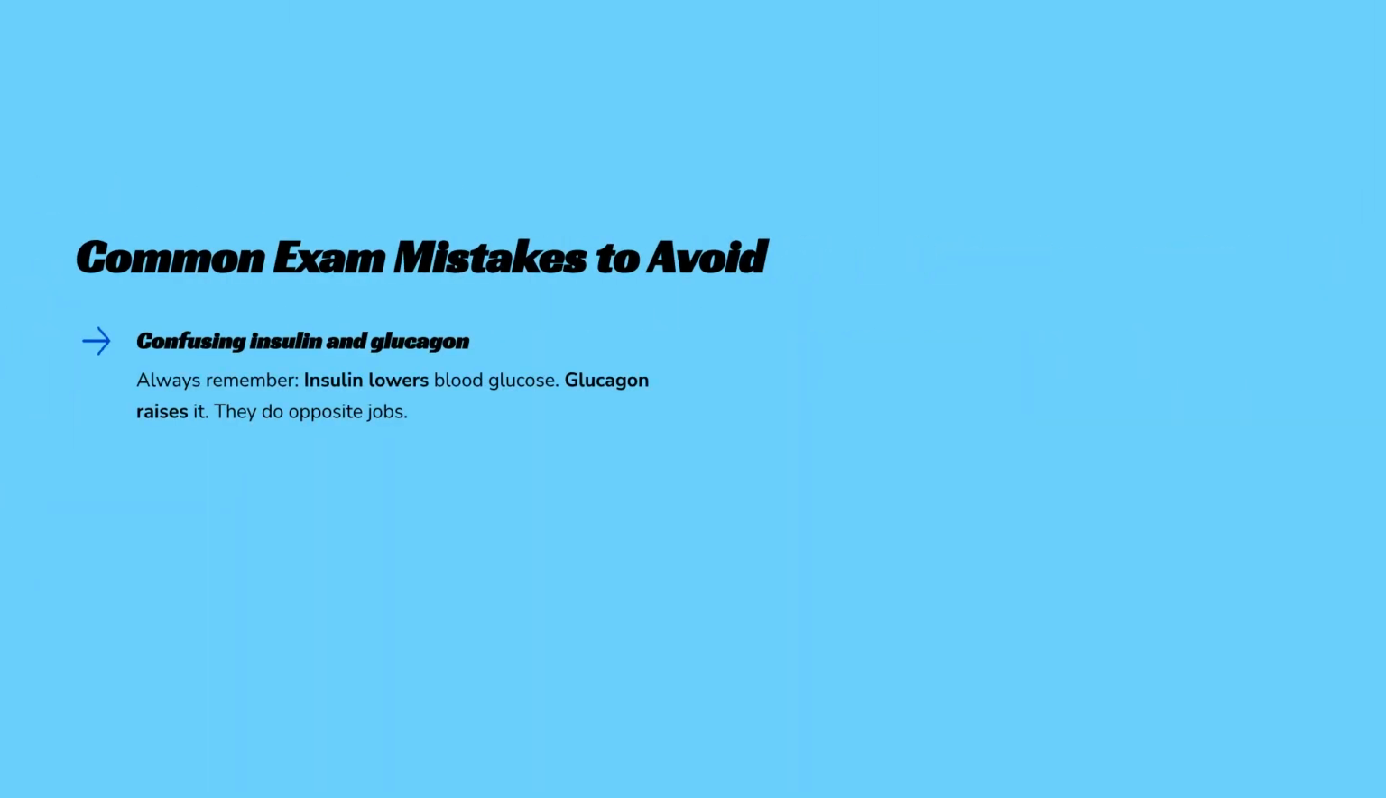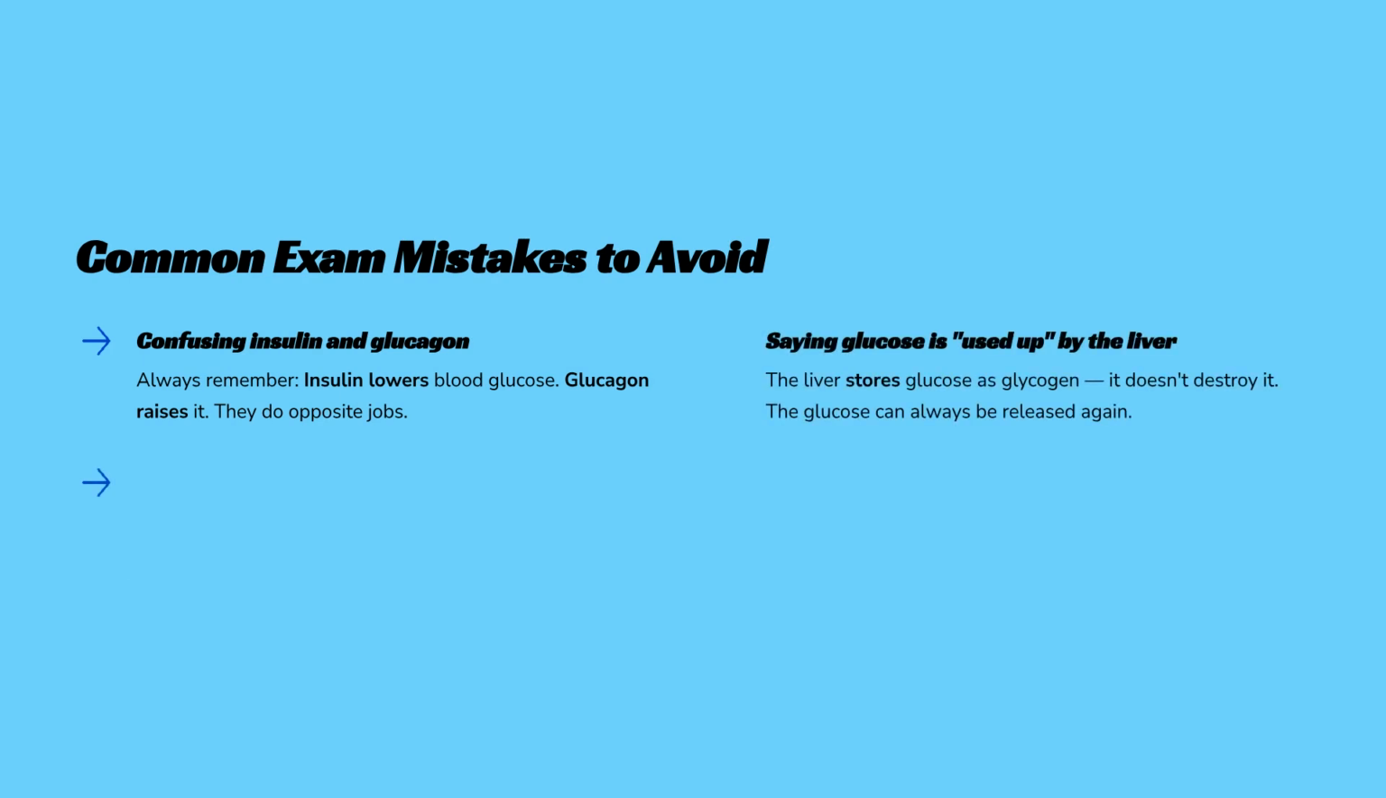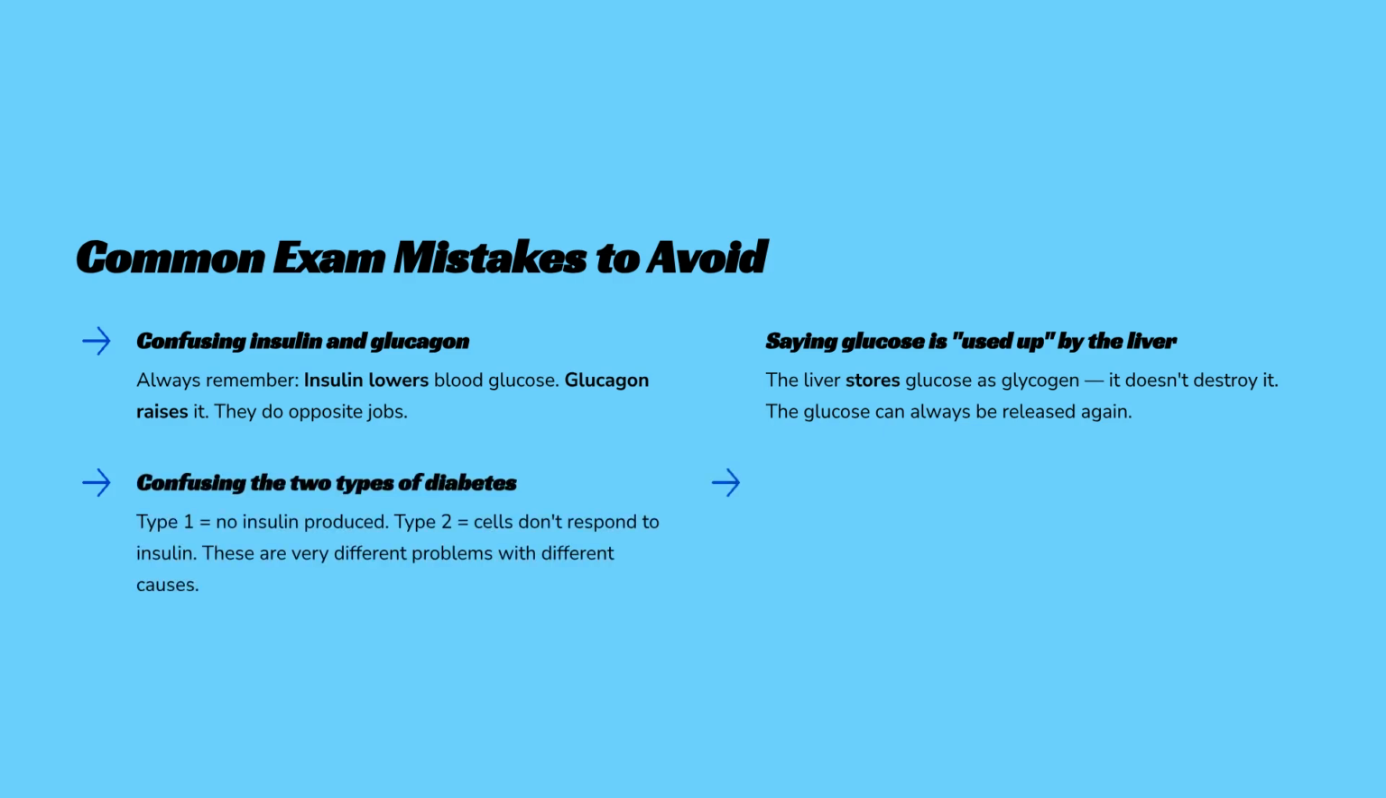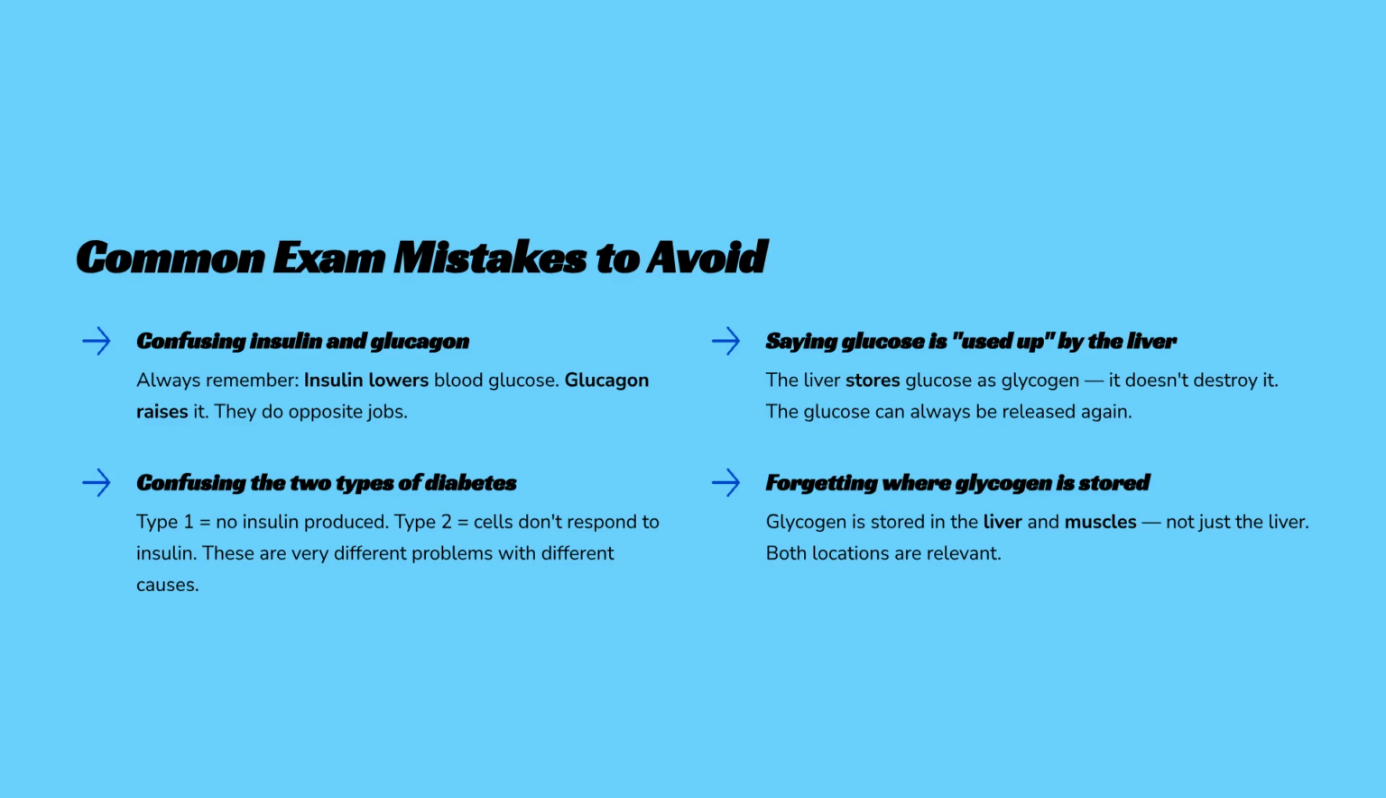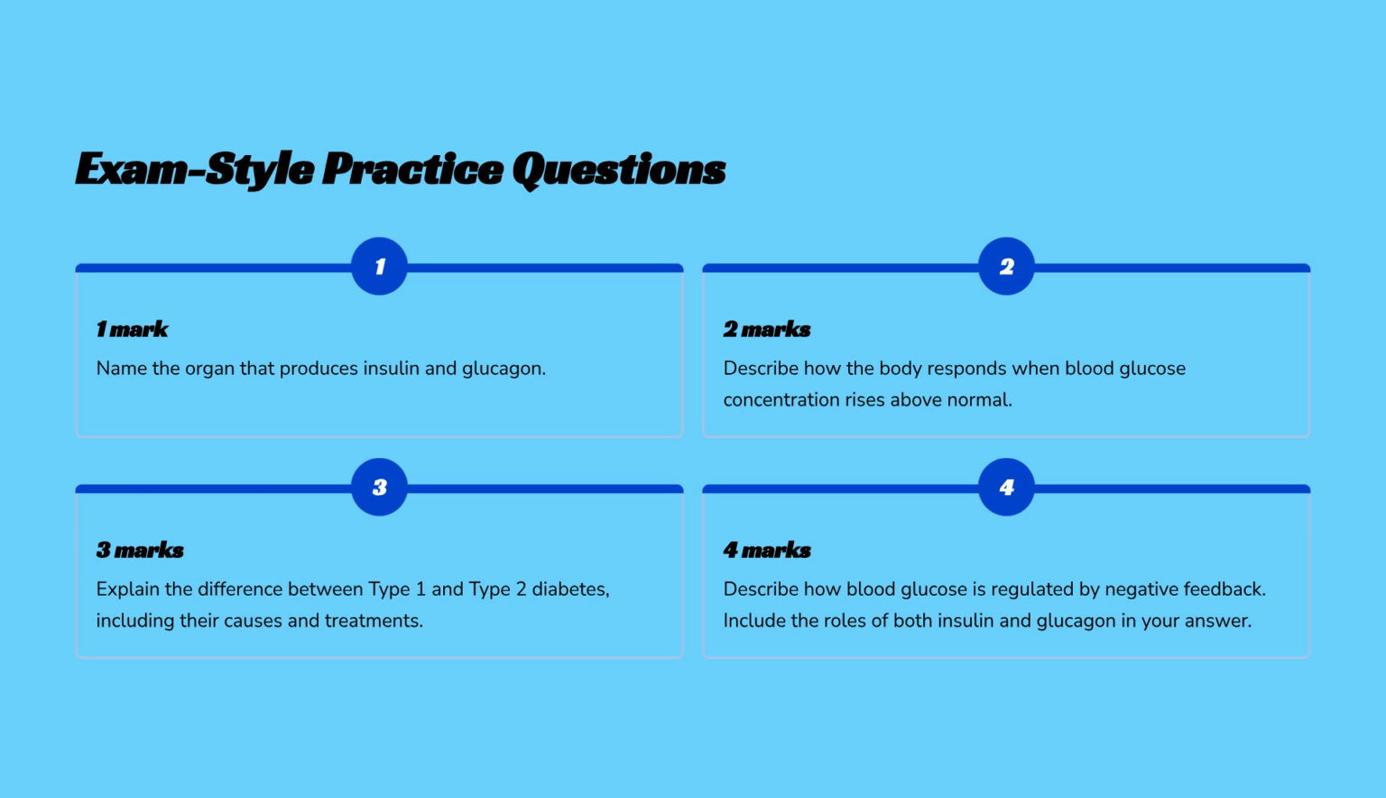Avoid confusing insulin and glucagon's actions, stating that the liver releases glucose instead of storing it as glycogen, mixing up type 2 diabetes, and forgetting that glycogen is stored in muscles as well as the liver. Finally, here are some practice questions covering key concepts like the role of the pancreas, how the body responds to high blood glucose, the differences between type 1 and type 2 diabetes, and the overall negative feedback regulation system. Let's review the model answers.